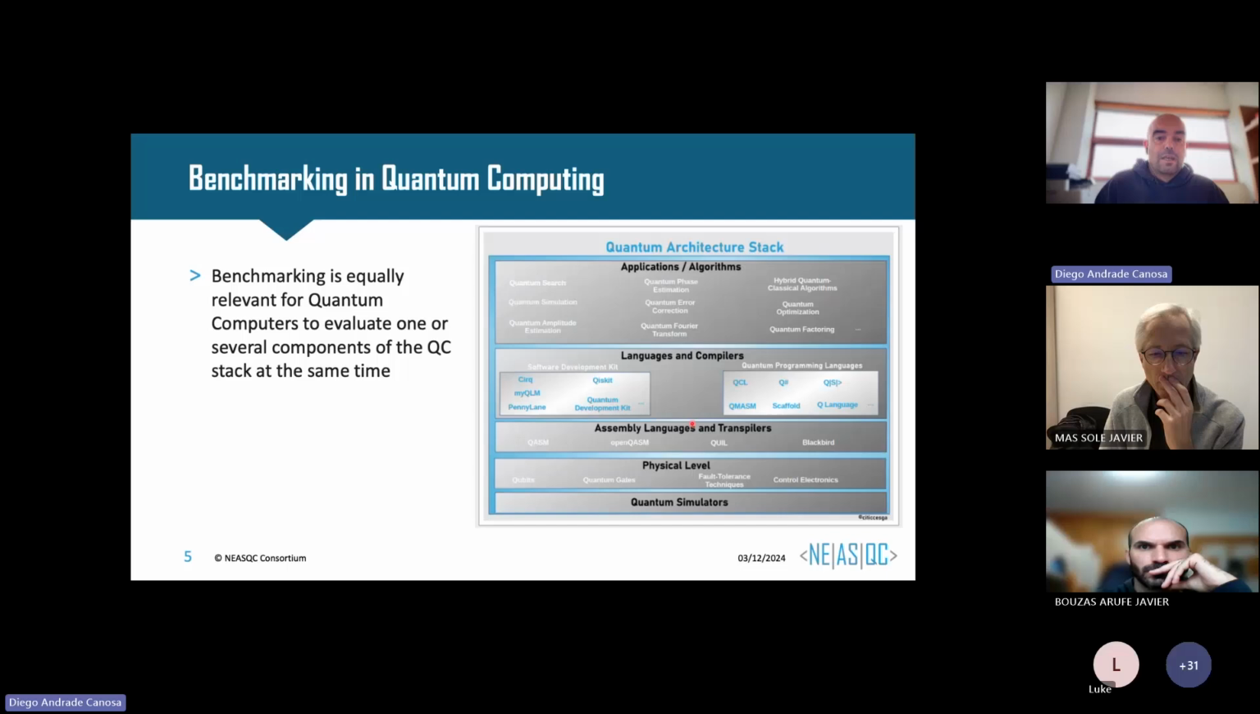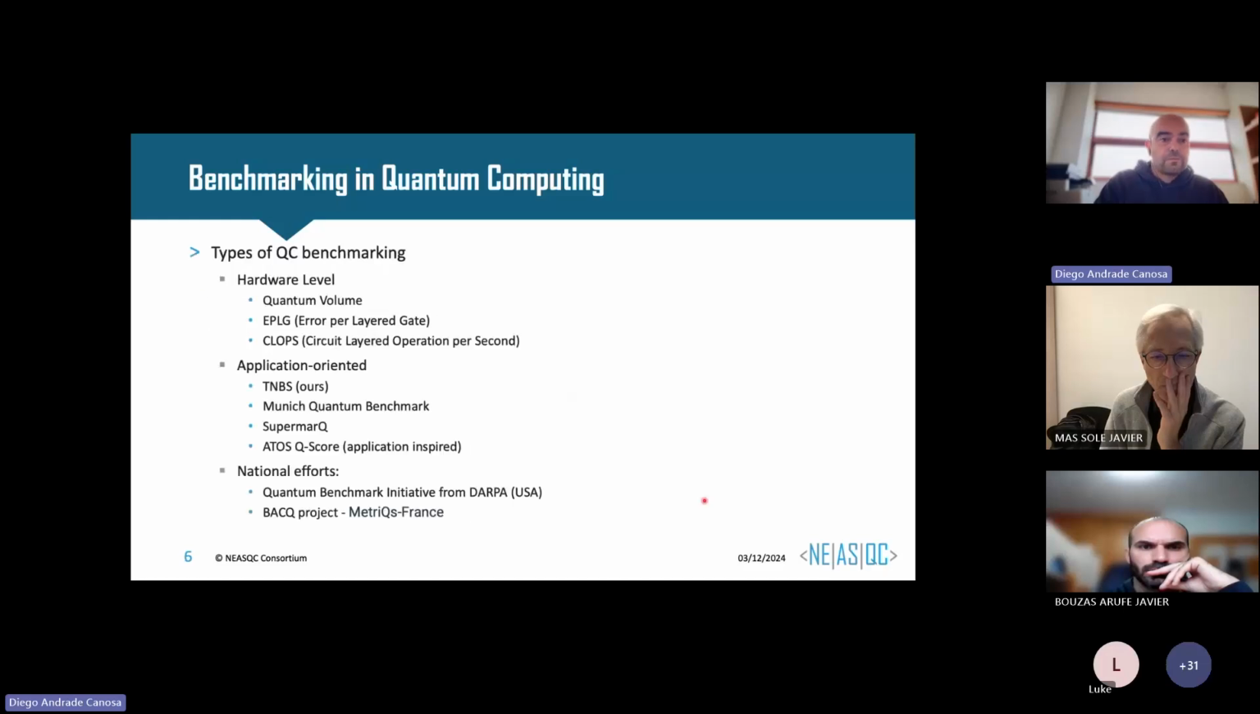And this logical circuit has to be transpiled to the physical reality of the qubits and the interconnections that they have, using the transpiler. So at the physical level, we can have a real platform with real qubits, real quantum gates, real fault tolerance techniques, etc. Or we can have a quantum simulator or an emulator.